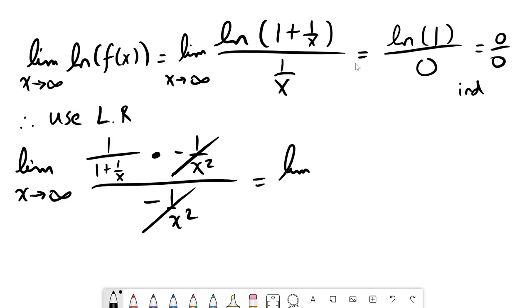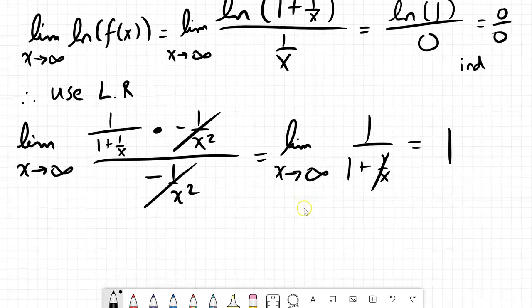So we're actually just taking the limit as x approaches infinity of 1 over 1 plus 1 over x, which is, when we plug in infinity, this term becomes 0, so it's just 1, right? But what did we actually find? We didn't find the limit that we were looking for at the beginning. We found something very close to it. And how close?